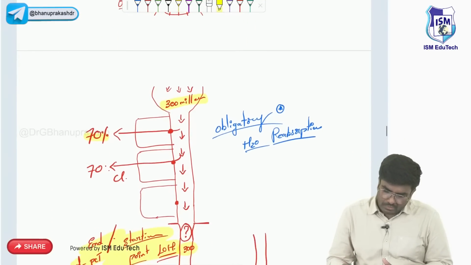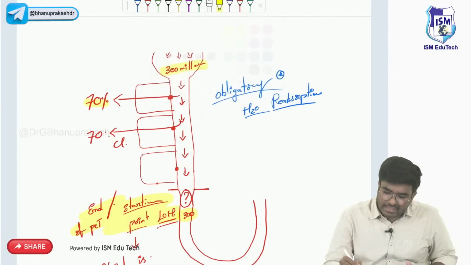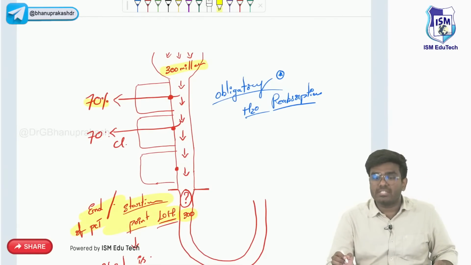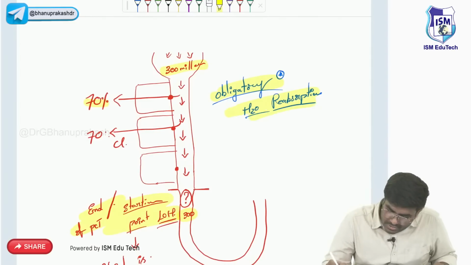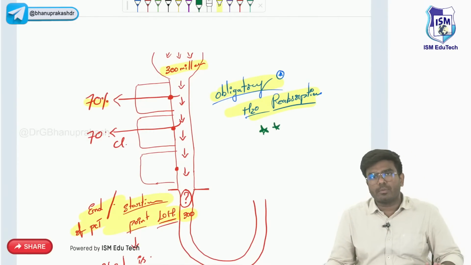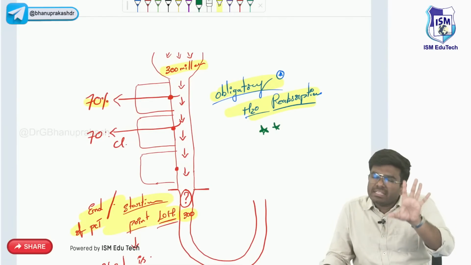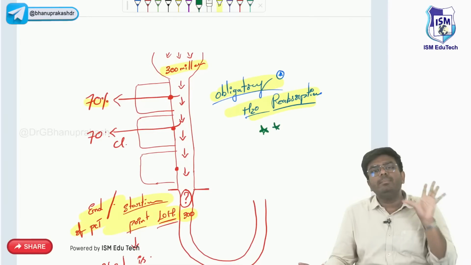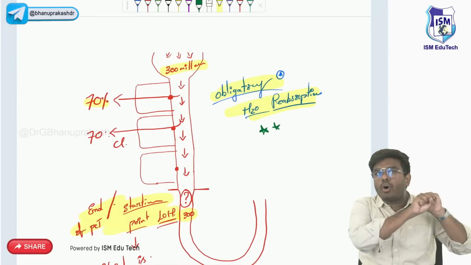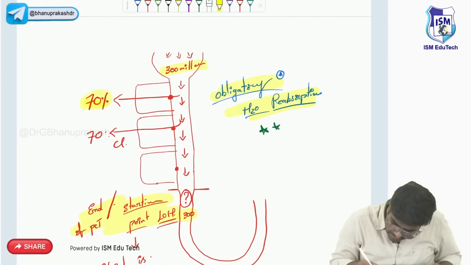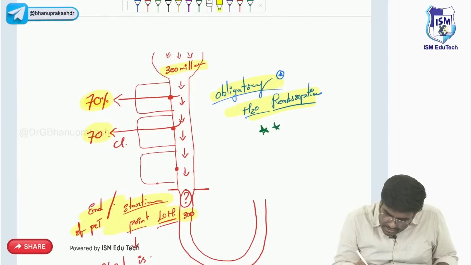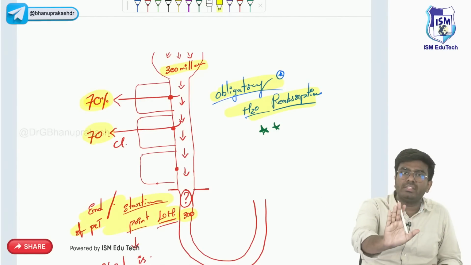Now, the second question: in the PCT, is water being absorbed or not? 70% of water is being absorbed. This type of water reabsorption is called obligatory water reabsorption. MCQ: obligatory water reabsorption happens in which part of the nephron? Obligatory means that in the PCT there is no need of any hormones. Simply, the PCT reabsorbs 70% of sodium, so 70% of water follows. That is what I am showing you here. Please see, 70% of sodium is reabsorbed first. Wherever sodium goes, water follows. So 70% of water goes back along with sodium.